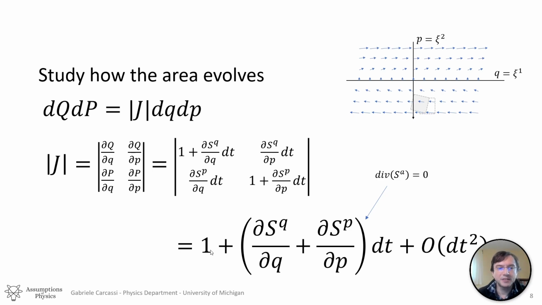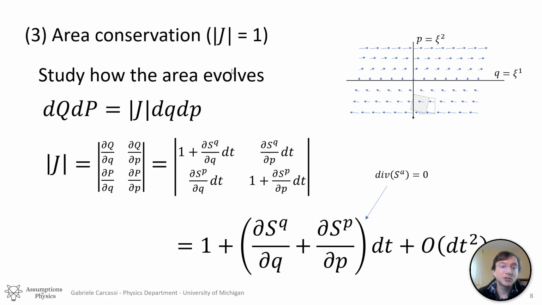So saying the Jacobian is equal to 1, that the area is preserved, is the same as saying that the divergence of S is 0. So you have yet another equivalent characterization. Okay, now these three characterizations are all about the math, about the geometry of what's happening, which is useful to have a mental picture of what's actually going on.